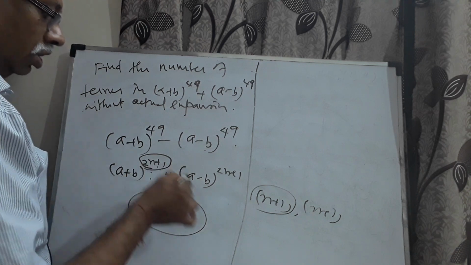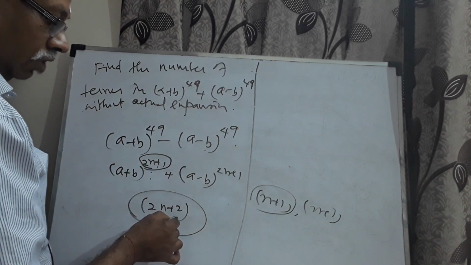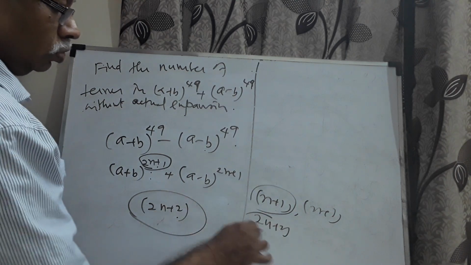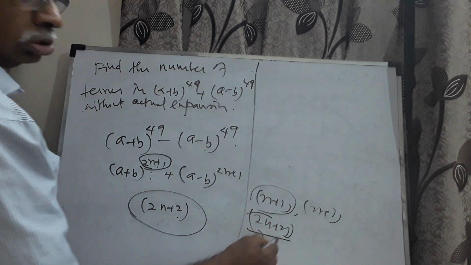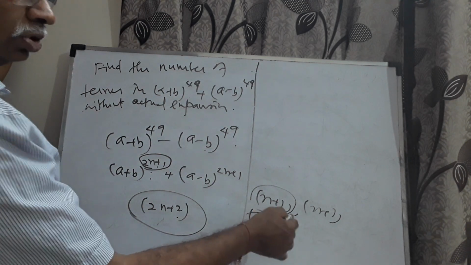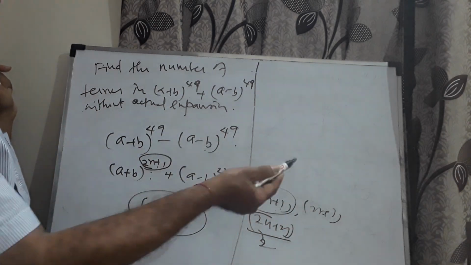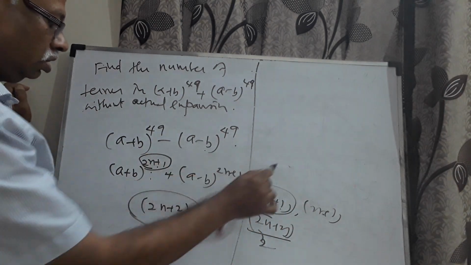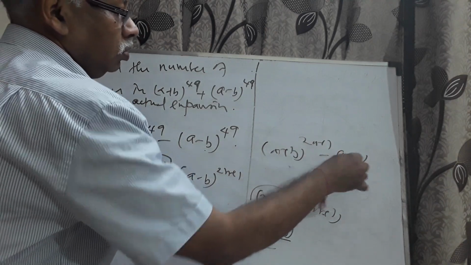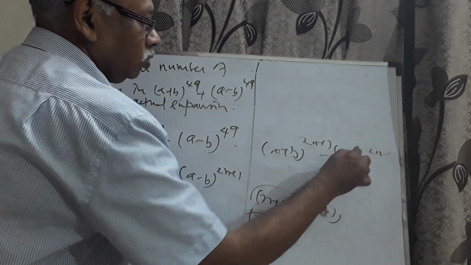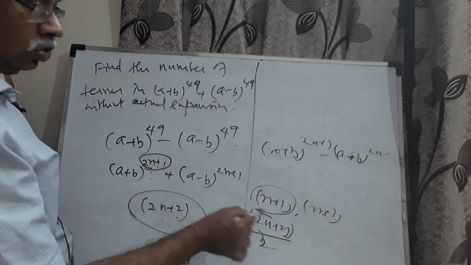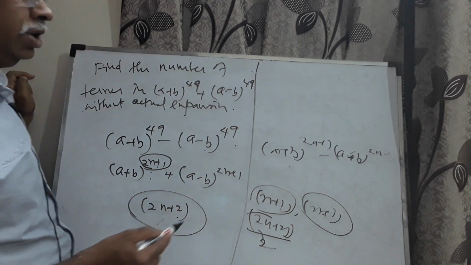Whenever the power is an odd number, the number of terms will be an even number. Therefore, there will be (2n plus 2) by 2, that is n plus 1 terms which are positive, and n plus 1 terms are negative. Therefore, while you add or subtract (a plus b) whole power 2n plus 1 and (a minus b) whole power 2n plus 1, you automatically end up with n plus 1 terms in this expansion.